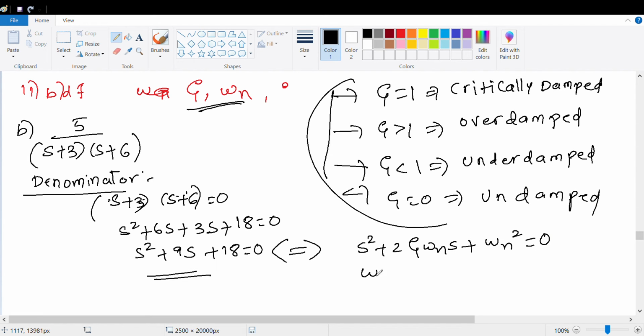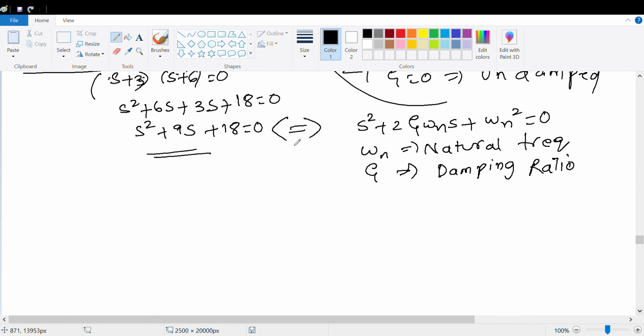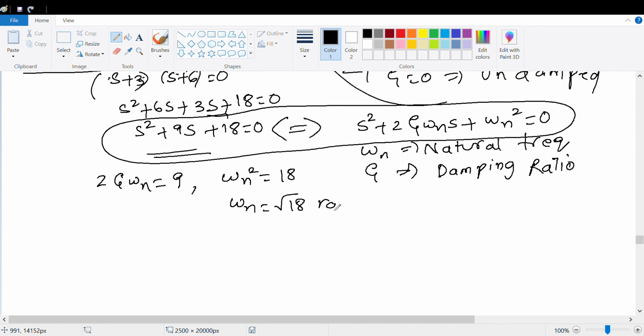Here ωn we call the natural frequency and zeta is called the damping ratio. So if you equate these two, we get 2ζωn equals 9 and ωn^2 equals 18. Therefore ωn is equal to √18 radians per second, its unit. So we got ωn. They have asked for ωn, right? That's question number 11.